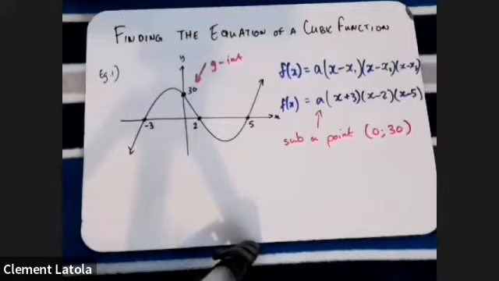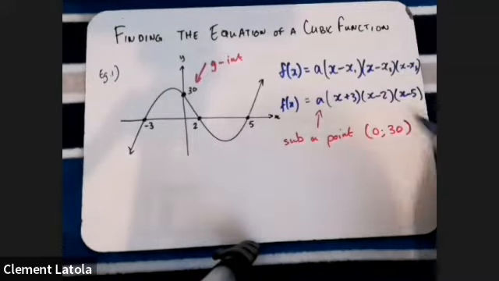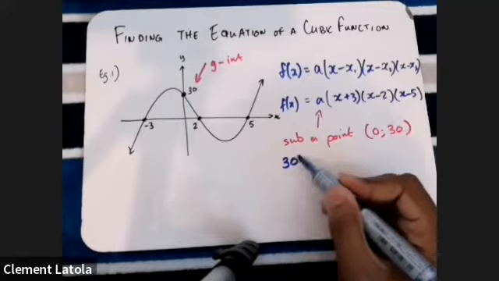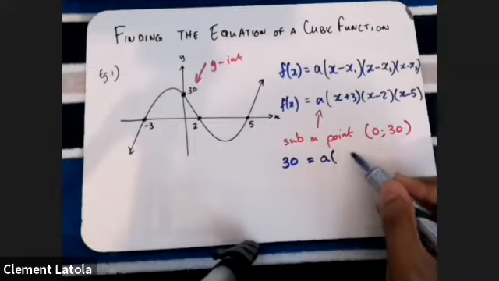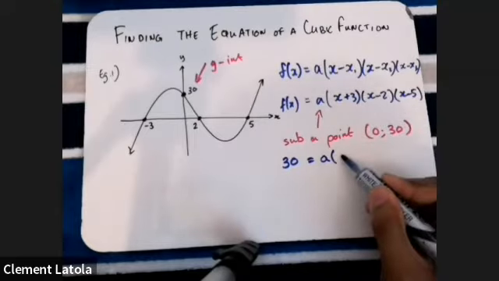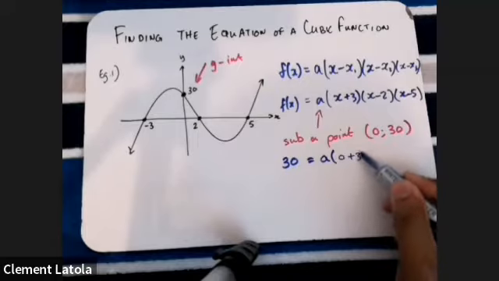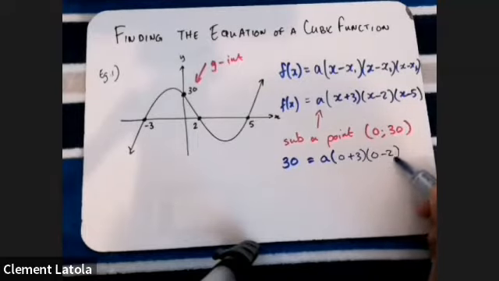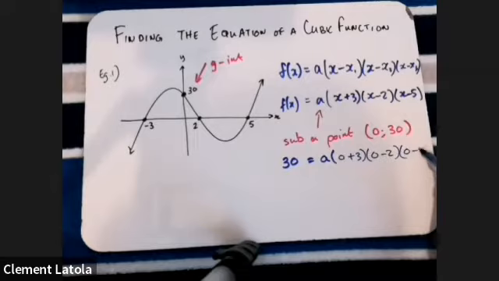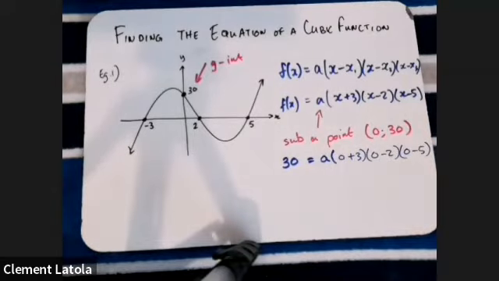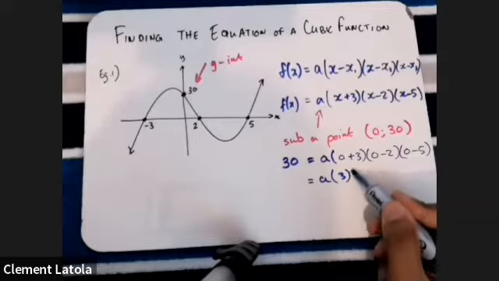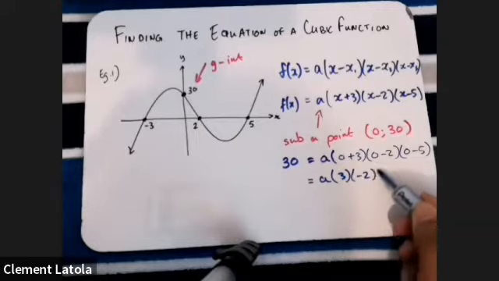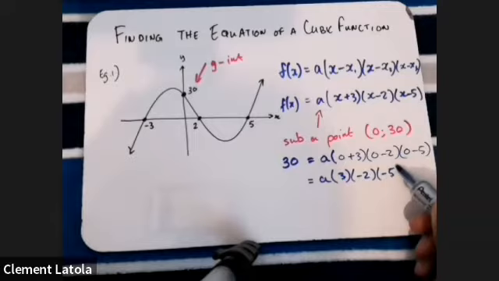So that's what I want to substitute into the equation now. 30 goes for the f(x), which is our y, and 0 is substituted for our x values. This is 0 plus 3, then 0 minus 2, lastly 0 minus 5. I'm going to do it slowly so you can see everything that's happening. 0 plus 3 is just 3, 0 minus 2 is -2, and 0 minus 5 is -5.